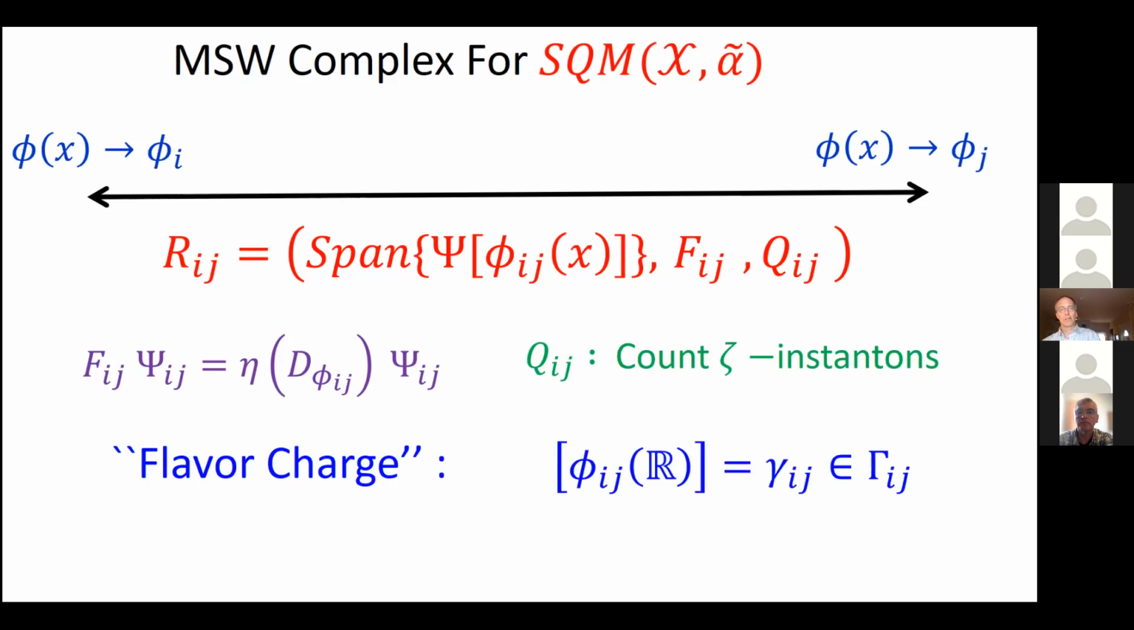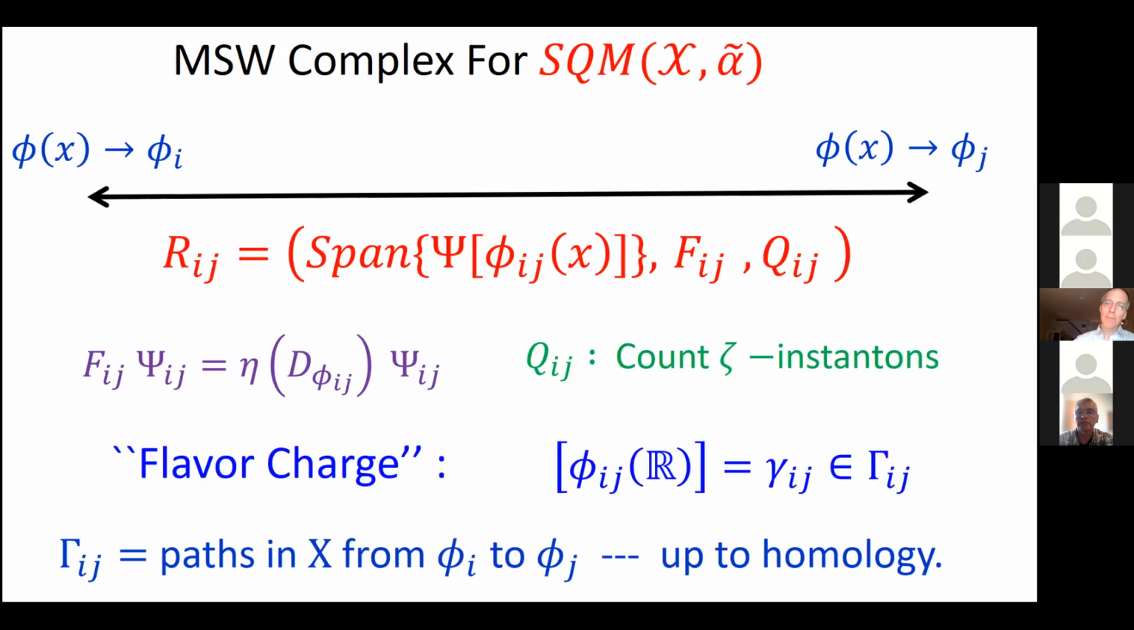So what is the flavor charge? Well, if I have a classical phi_ij soliton, then I can take the image of that soliton of the real line with these boundary conditions, and that defines a path in the target space, capital X. And so that path, well, on the left, I started at phi_I, and as I evolve in X, it goes to phi_j. So that path in capital X evolves from the vacuum phi_I to phi_j. And if I consider that path up to homology, I'll call that the charge little gamma_ij. So little gamma_ij lives in capital Gamma_ij.